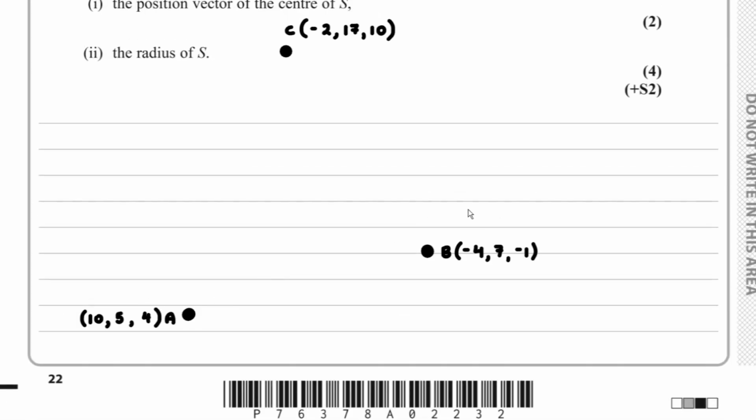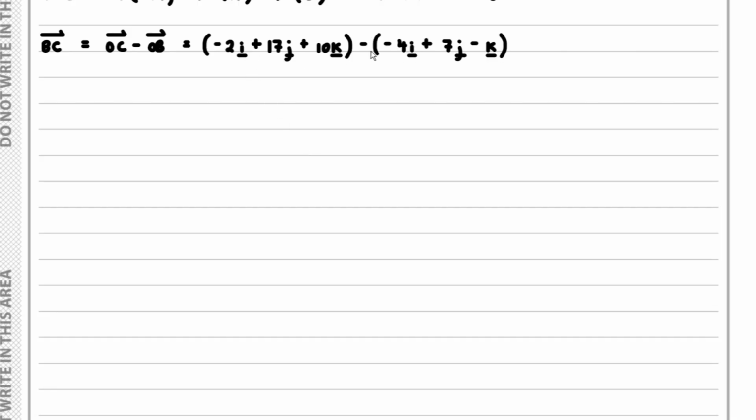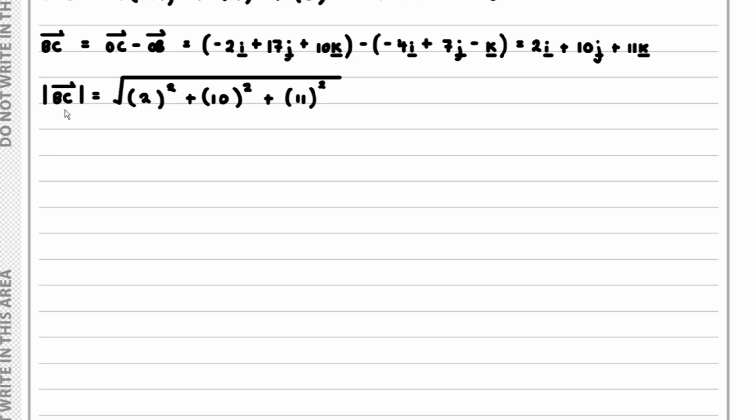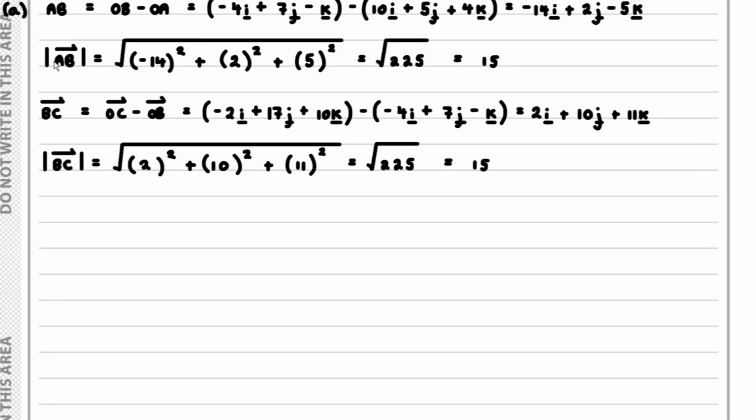So that's AB. Let's now find out what BC is. BC will equal OC take away OB, so I've got negative 2i plus 17j plus 10k, take away negative 4i plus 7j subtract k, and working this out we get 2i plus 10j plus 11k. And therefore the length of BC is given by the square root of 2 squared plus 10 squared plus 11 squared, which is equal to the square root of 225, which is 15. So what you can see is AB is equal to BC, and that's equal to 15, meaning ABC is isosceles.